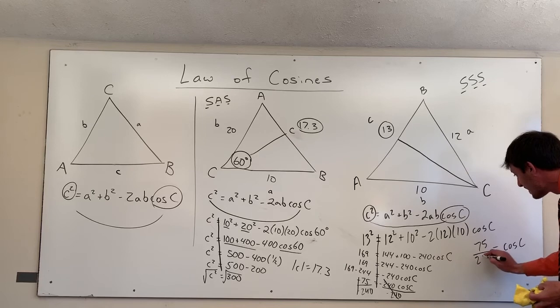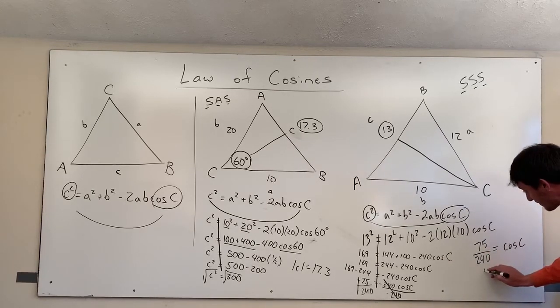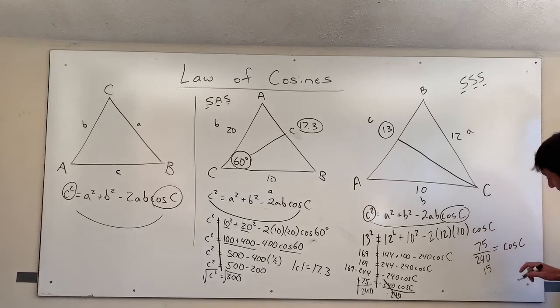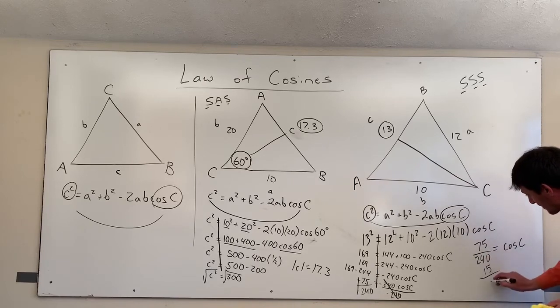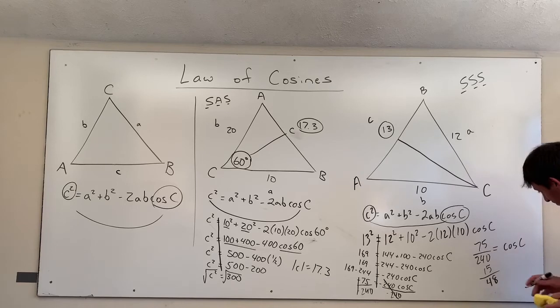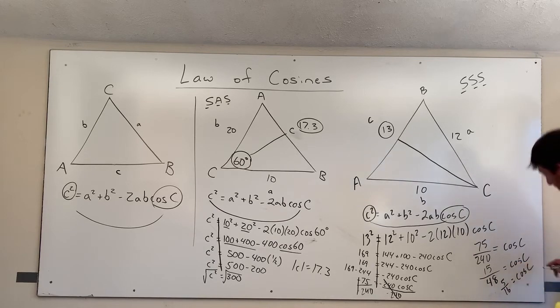You could just go ahead and plug this directly into a calculator if you wanted. If you divide 75 by 5, you get 15. And if you divide 240 by 5, you end up with 48 is equal to the cosine of C, which, divided by 3, gives us 5 over 16 is equal to the cosine of C.